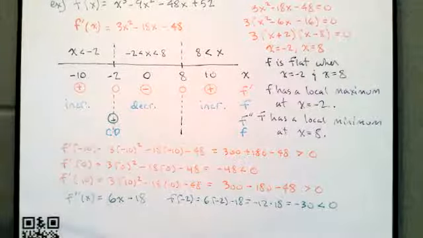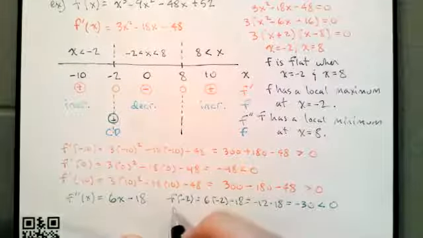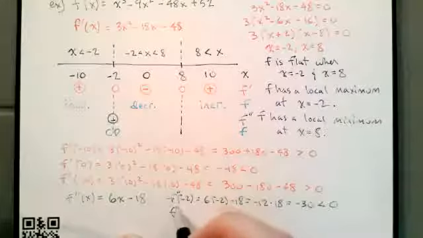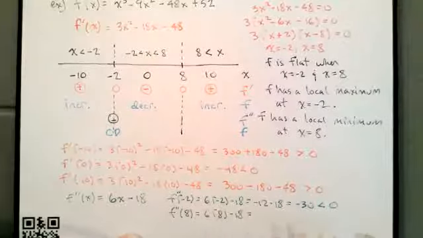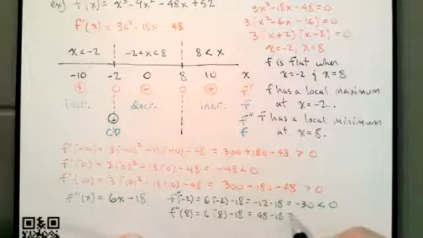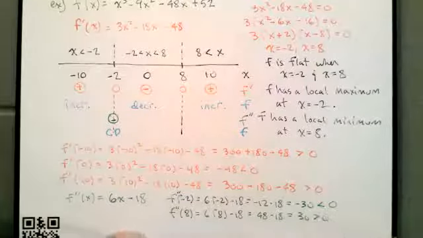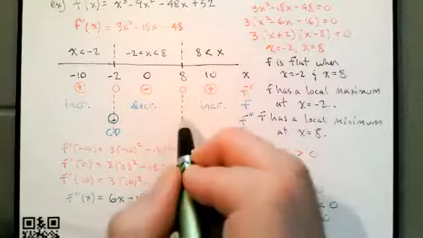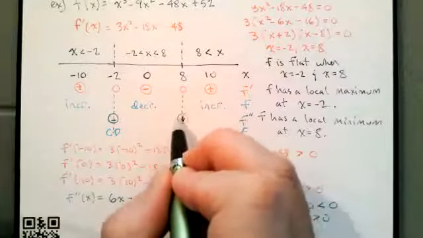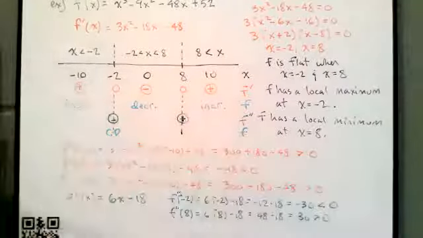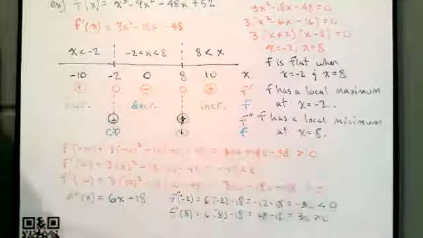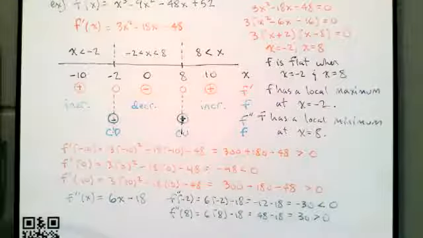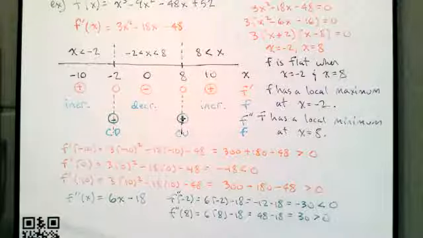Then we could do the same thing at 8. If we look at f double prime at 8, we get 48 minus 18, which is positive 30, which is greater than 0. So when x is equal to 8, f double prime is positive, which means that the function f is concave up. If a function is concave up and flat at a point, we must be looking at a local minimum.